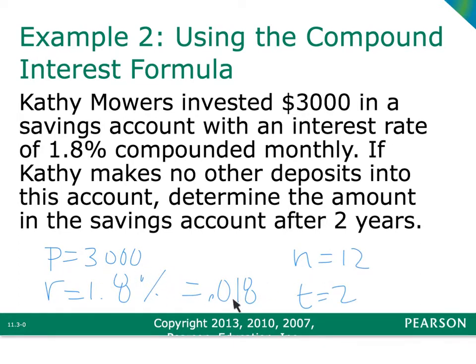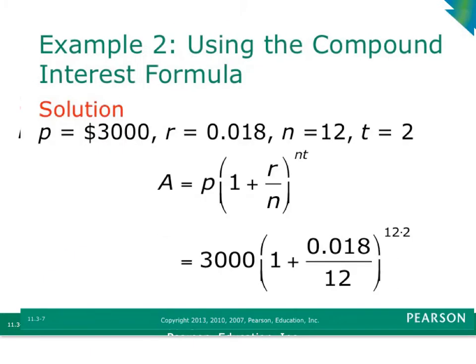Okay, P is 3,000, r is 0.018, 1.8% as a decimal. n is 12 because we're compounding monthly, so 12 times per year. And we're looking at 2 years, so t equals 2. Okay, so using the formula, A equals P times (1 plus r over n) to the nt. 3,000 goes here. 1 goes here. r becomes 0.018 here. n is 12. And nt is 12 times 2. That's not 12.2, but 12 times 2.